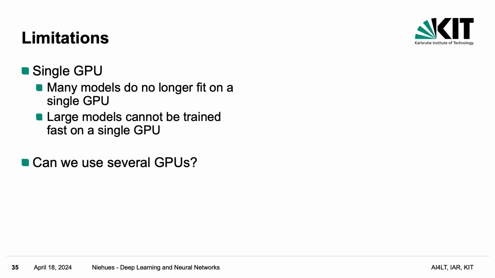Any idea? You have large amounts of data. You have a large model, or maybe a small model at the beginning. Now you have many GPUs. What would you do so that you're not doing everything on one GPU?